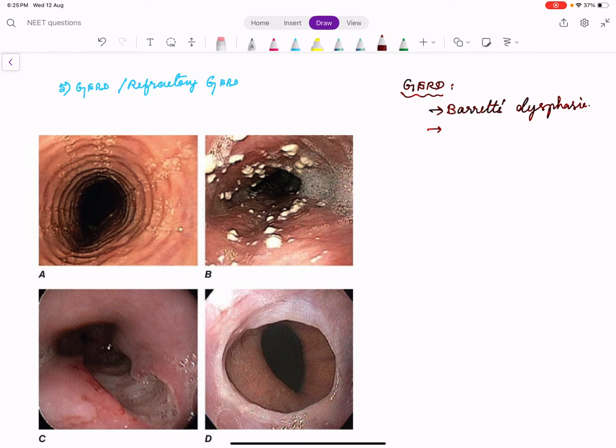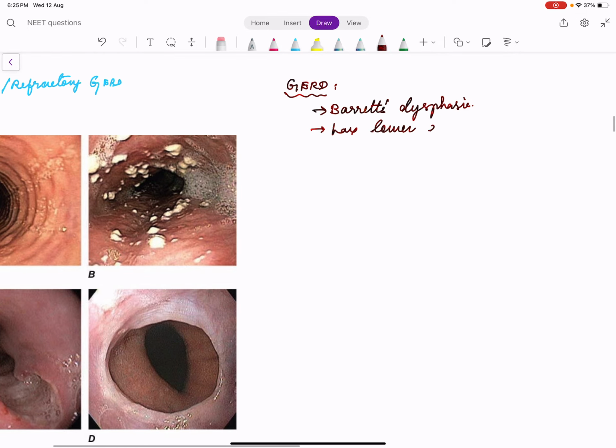So usually GERD is because of a lax lower esophageal sphincter. That can be due to many reasons. Normal lower esophageal sphincter pressure is 25 centimeters of water. So there are some conditions which can exceed the pressure, for example obesity, a full stomach, etc. can open the lower esophageal sphincter. Or some conditions like stress, excess coffee intake, caffeine, etc. cause relaxation of the lower esophageal sphincter, which predispose to GERD.